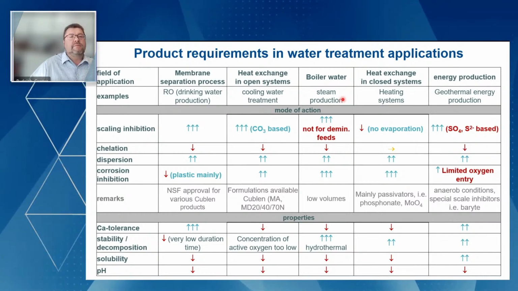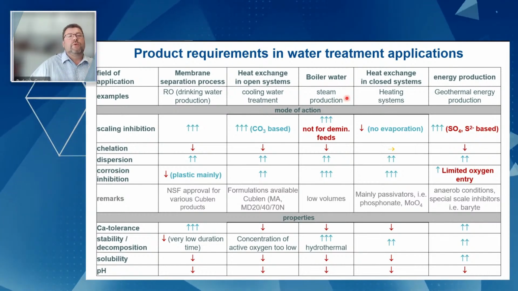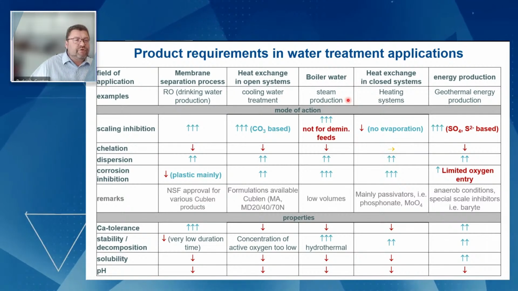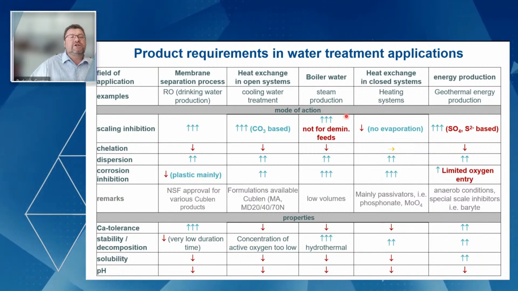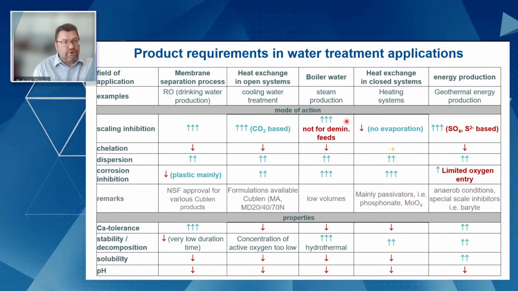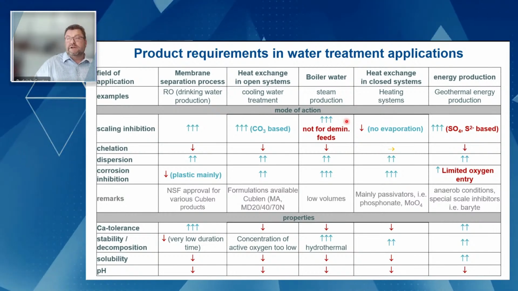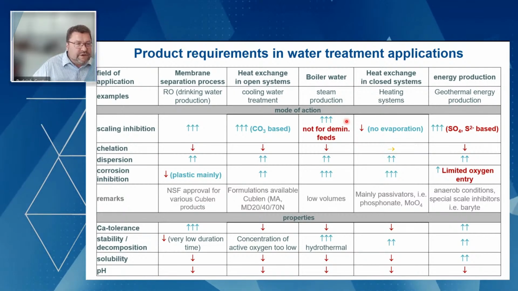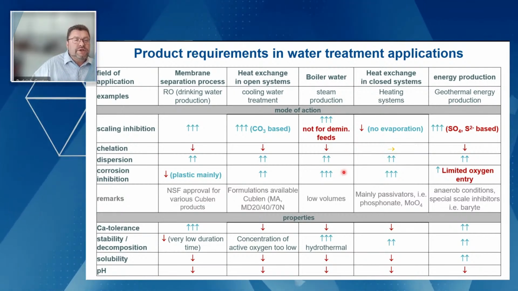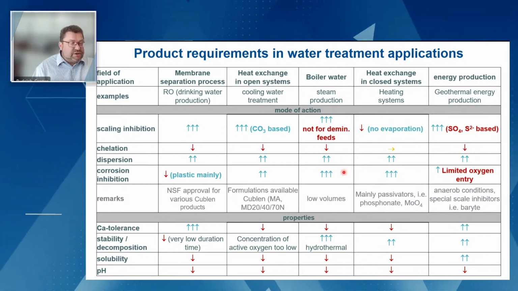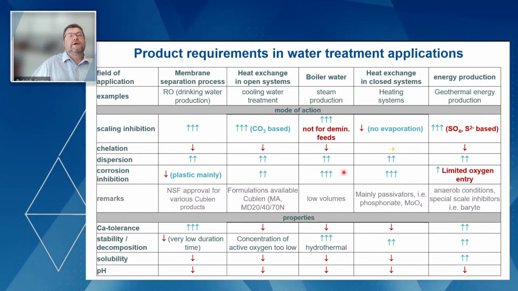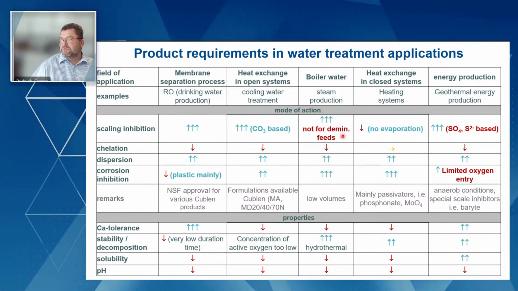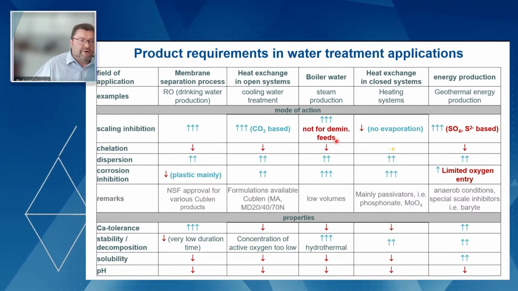For boilers, for example, if you speak about boiler water, one example would be the steam production. Steam production depends on the quality of the raw material which is used. If a demineralized water is used, then scaling inhibition is not of interest. Then it's only the corrosion inhibition, and a scavenger is necessary, for example. If a standard water is used, then scaling inhibition could be of interest.